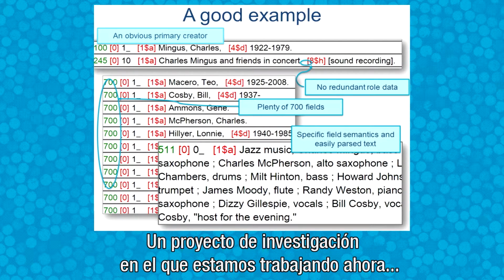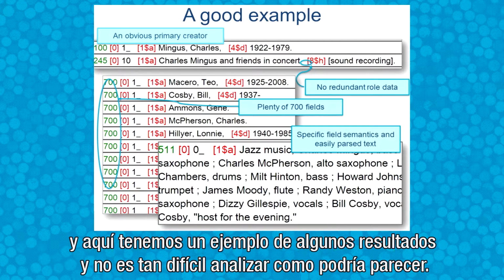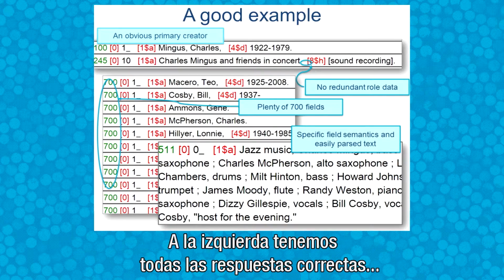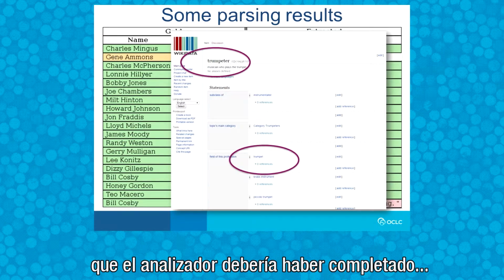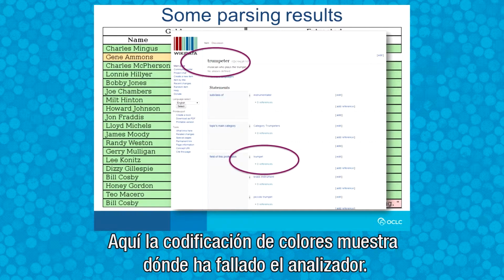So a research project that we're conducting right now is to try to understand how to get the additional, more specific role information out of the 511 field. And so here's an example of some of that output, and it's not as difficult to read as it may appear. So on the left-hand side, we have the marked up correct answers, what the parser should have found. And on the right-hand side, we have what it did find. And then the color coding tells us which way the parser messed up.